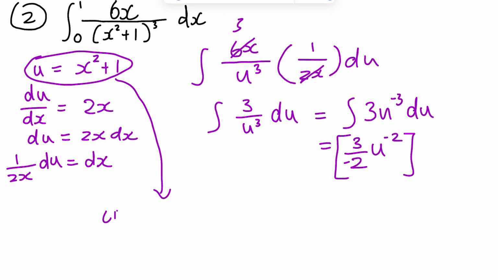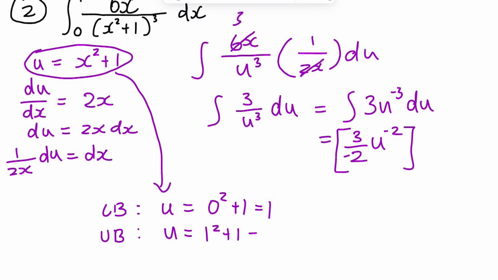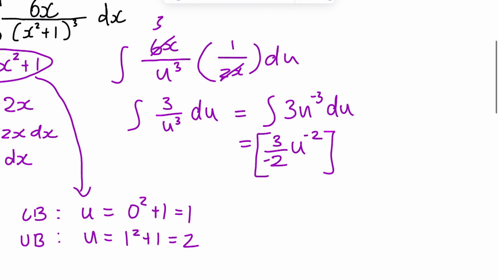So we will make use of this equation for the boundaries. For the lower boundary, we have 0. So what we do is we plug in x as 0. So 0 squared plus 1, which is just 1. And for the upper boundary, we do the same. We substitute 1 into x. So 1 squared plus 1 is equal to 2. So here we have our new boundaries, and that's what we're going to put in.